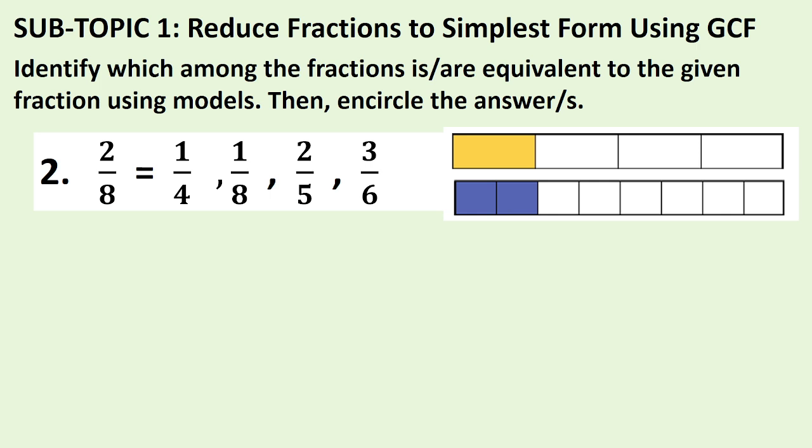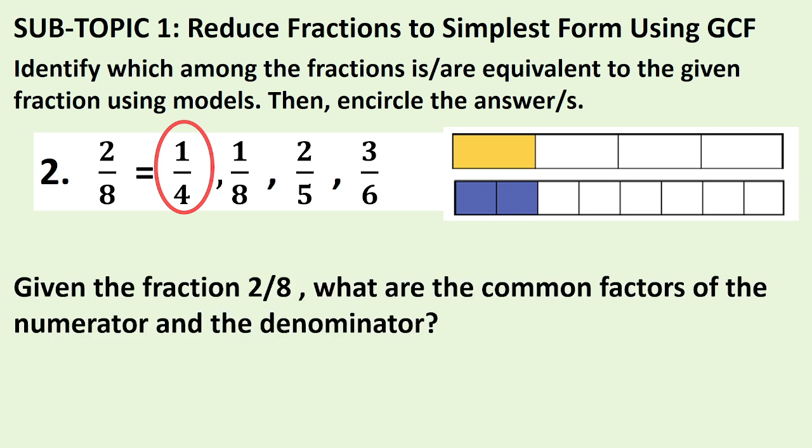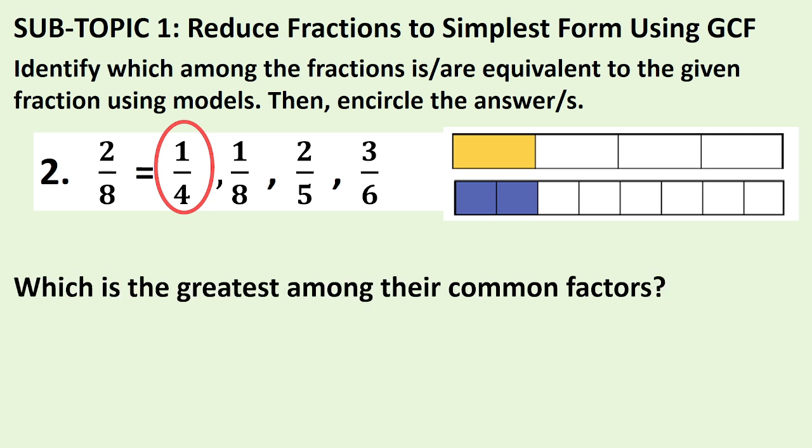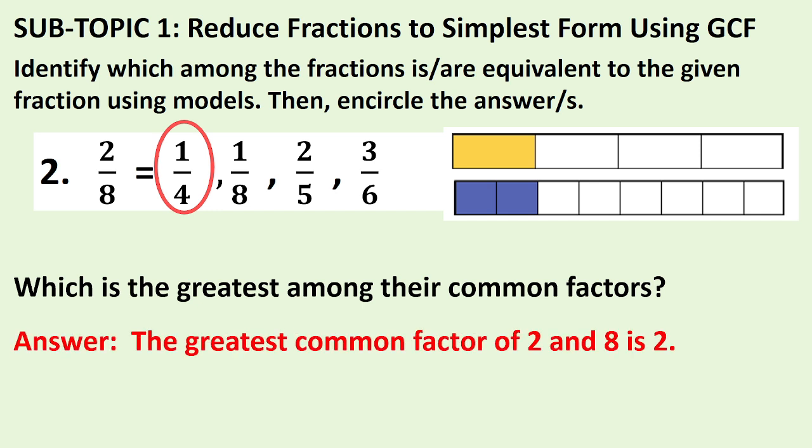Number 2, 2/8. Answer, 1/4. Given the fraction 2/8, what are the common factors of the numerator and denominator? Answer, the common factors of 2 and 8 are 1 and 2. Which is the greatest among their common factors? Answer, the greatest common factor of 2 and 8 is 2.